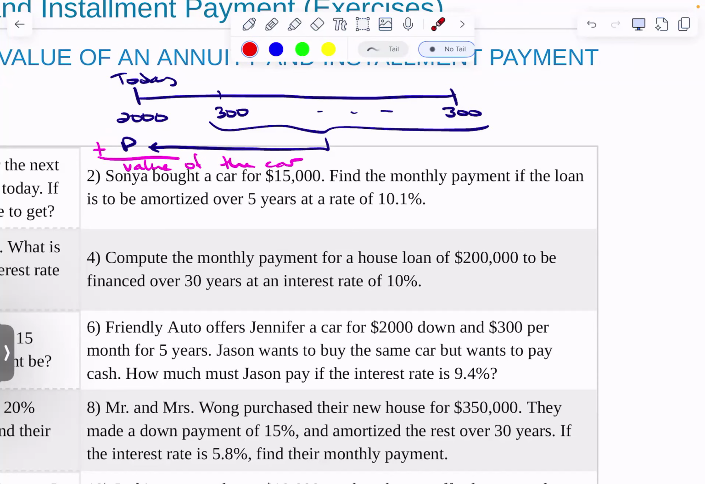So you first find the P, same way that you have been doing, and then you add the 2,000, and that's how much the car is listed for. And I think that's the question. Jason wants to buy the same car, but wants to pay cash, right? And so that's the total value of the car in cash. Does that make sense? Does that help?